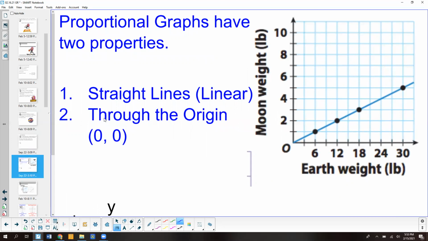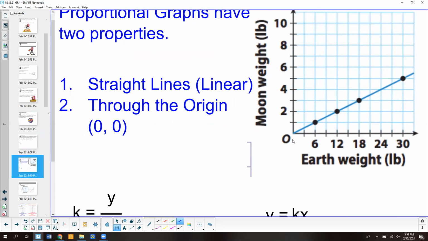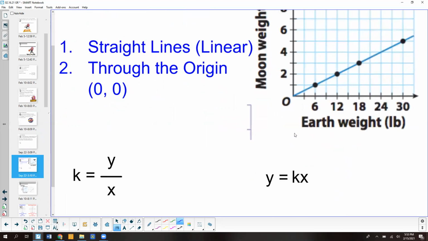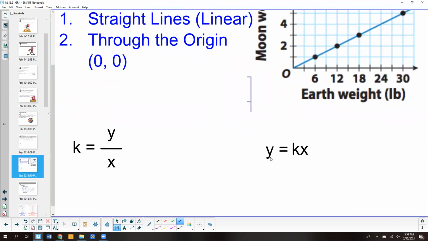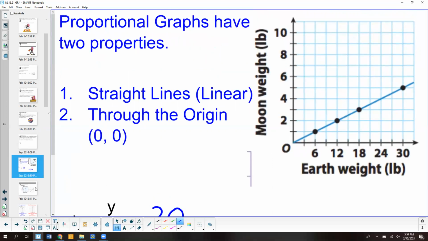And just to review again, the proportional graphs have two properties. They're straight lines, which makes them linear. So they're constant relationships, making that rise over run the same. That rate of change is the same. It's constant. And it goes through the origin, so through 0, 0. And remember, we wrote them as y equals kx. So if I had a constant of proportionality of 20, then my equation would be y equals 20x. So we've had practice writing those a while back.